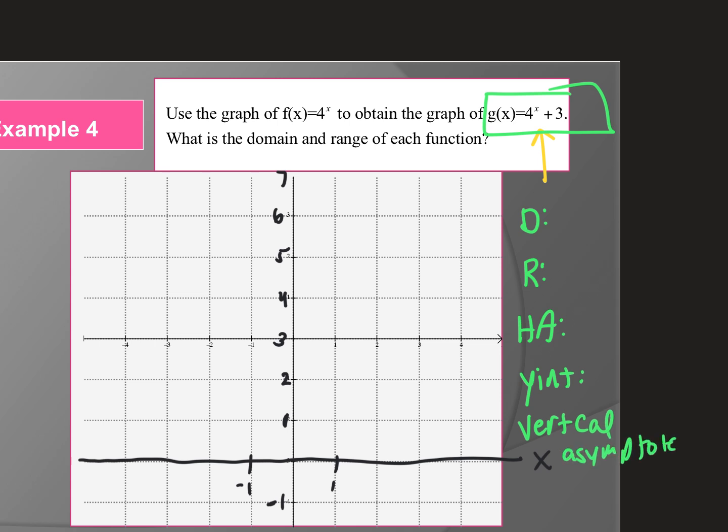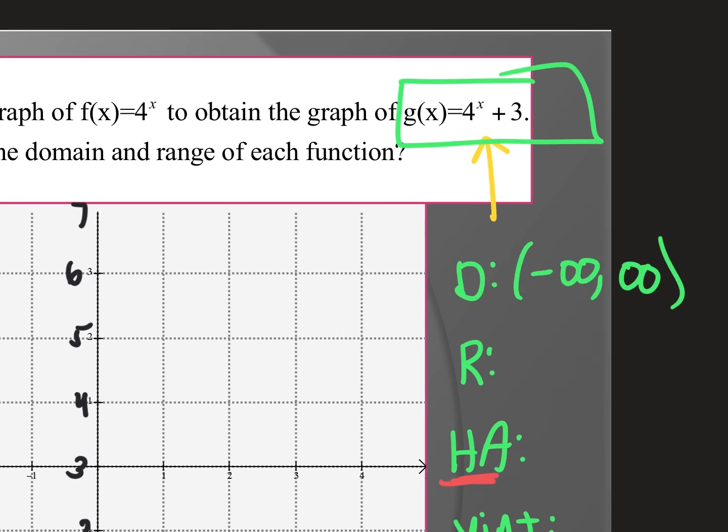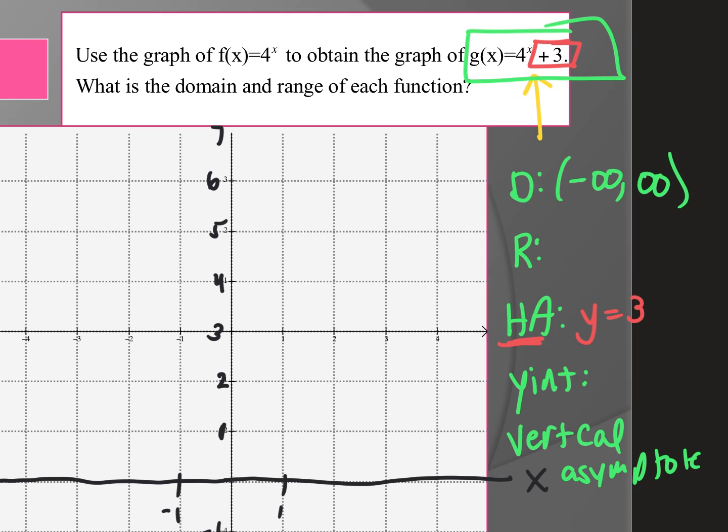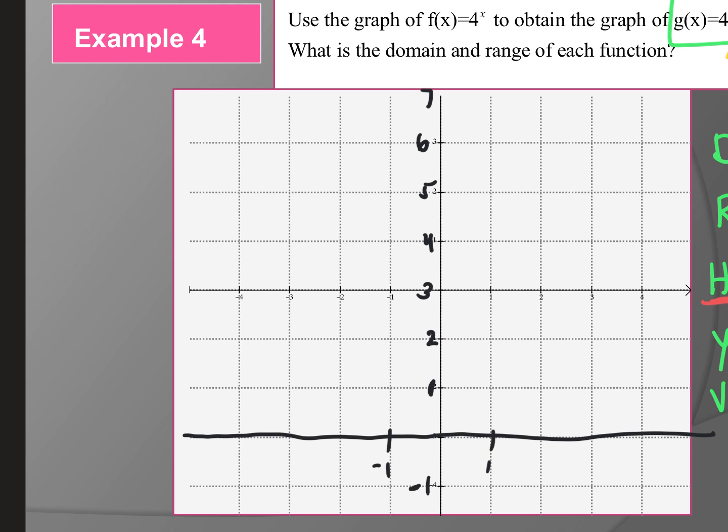All right, well, right away, you can tell me the domain. What's your domain of every exponential function? Negative infinity to positive infinity. Now, I told you to find your horizontal asymptote, and your horizontal asymptote is going to go hand in hand with your range. Your horizontal asymptote, where the graph gets really close to but doesn't touch, is your vertical shift. So where is my horizontal asymptote at? 3. Y equals 3. So you would go to 3 and you draw a little boundary line here.